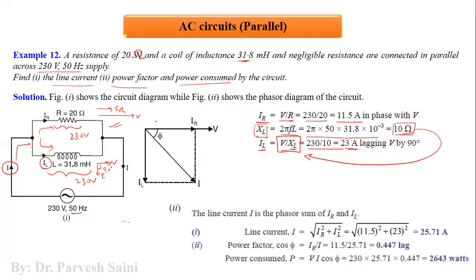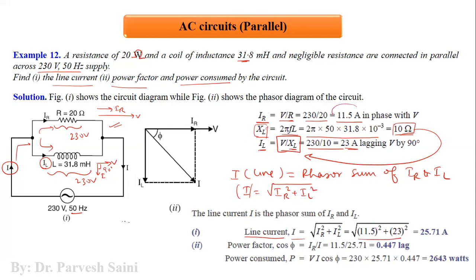The second is we have to find out the power factor. So sorry, the line current, we have to find out the line current, right? And then we have to find out the power factor and power consumed. So the line current, basically this I, is equal to the phasor sum of IR and IL. So that means I is equal to, the magnitude can be obtained by using this relation, IR square plus IL square. So we'll substitute the values of IR and IL. So we have got the line current, the total current basically, which is 25.71 ampere.